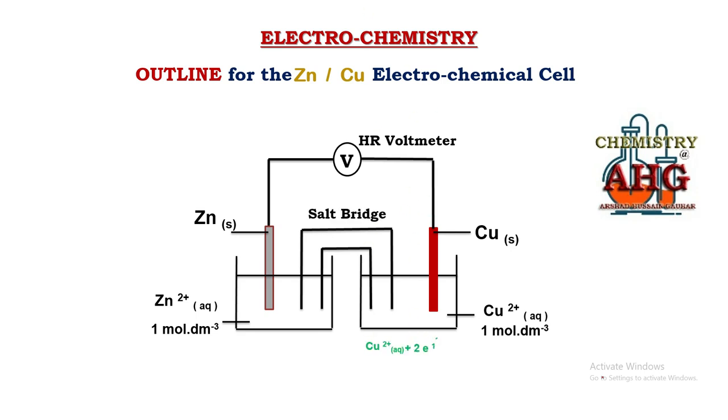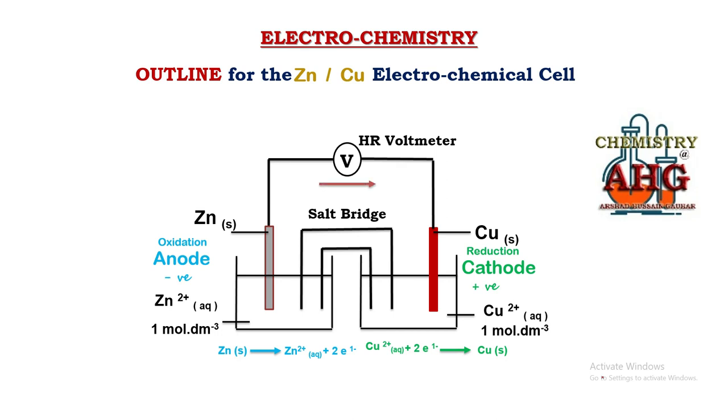In this case, since copper is less reactive, copper will undergo reduction, while zinc is more reactive, zinc must undergo oxidation. So zinc will become anode where oxidation will take place and zinc will get negative charge. Compared to zinc, copper will undergo reduction, it will become cathode, it would get positive charge. And what will be the direction of flow of electrons in this case? From zinc to copper, from anode to cathode, from oxidation to reduction.